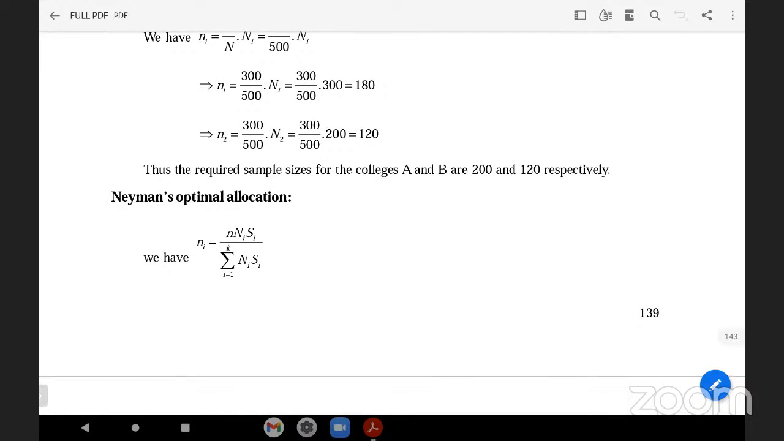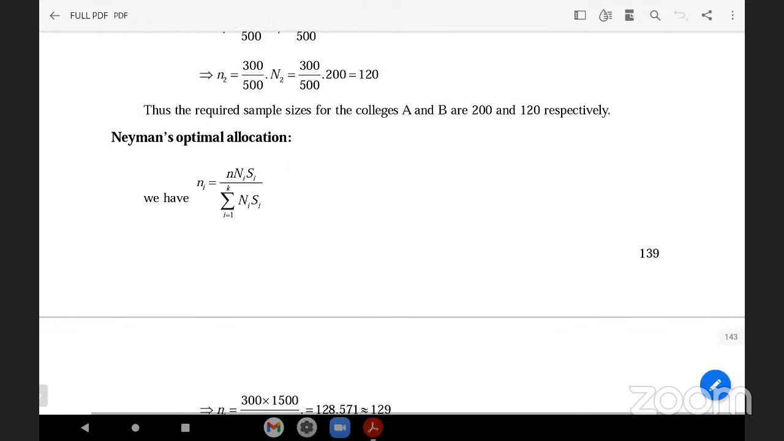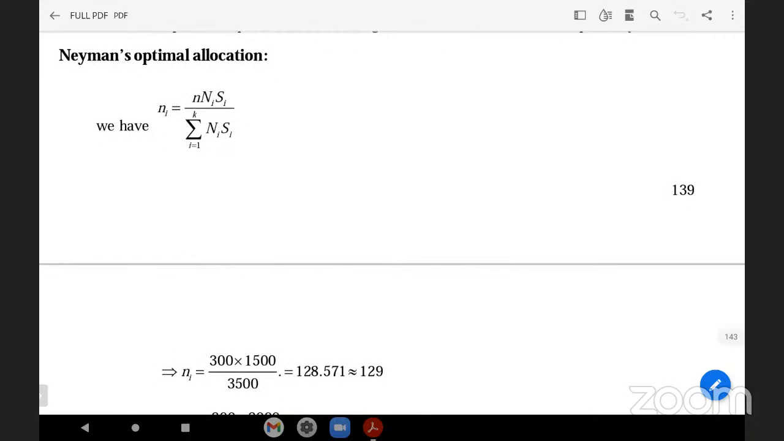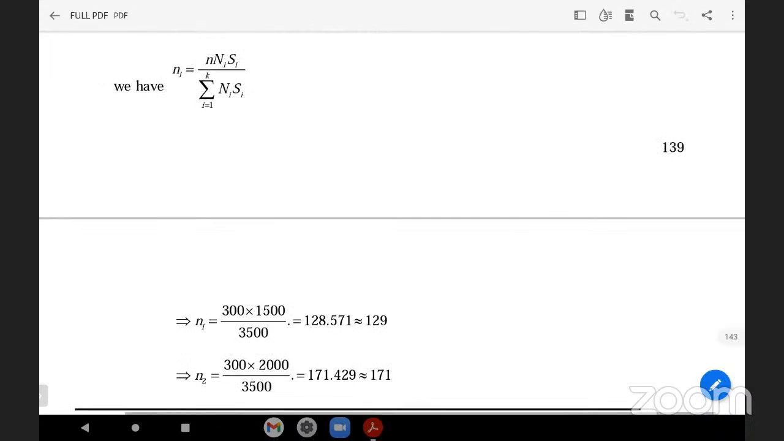The Neyman optimality comes to the A and B observations. The samples of colleges A and B are 200 and 120 respectively. If I take 200, I can get 120. If I take the first size 300, I can get 180 students. For Neyman optimal allocation, this formula should be remembered: n into NiSi by summation NiSi. So you should remember n equal to 300 into NiSi.